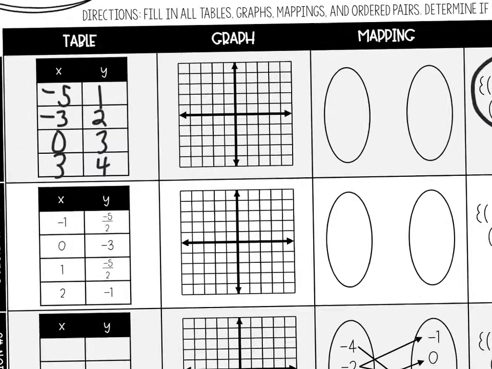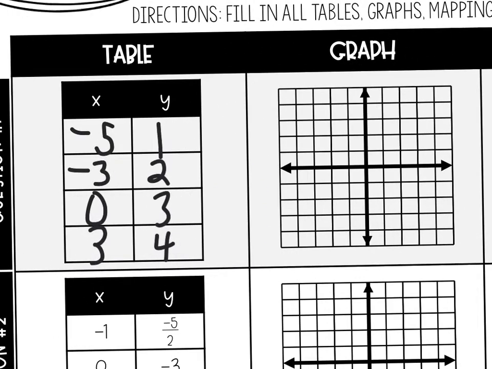Okay, and then to do the graph, we're going to graph those points. -5 and 1, -3 and 2, 0 and 3, and 3 and 4.